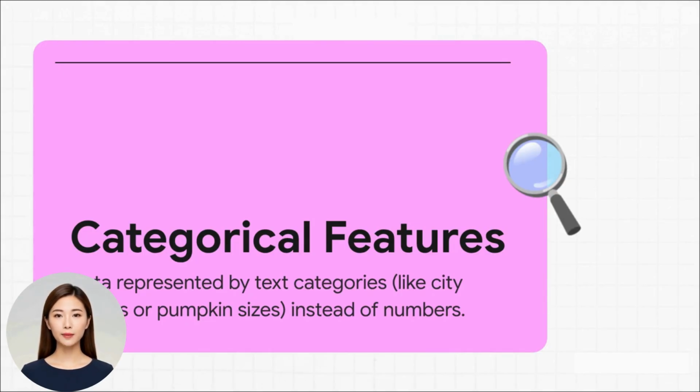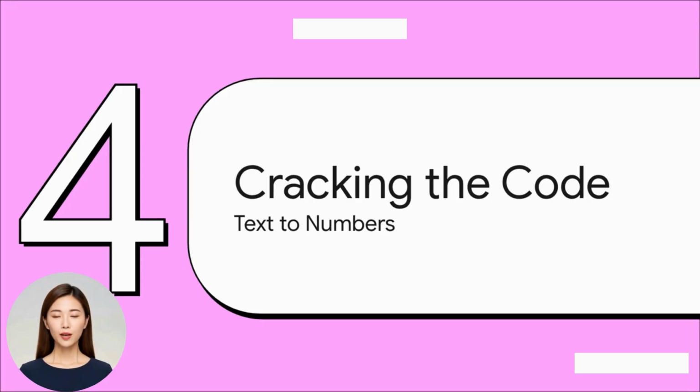All that means is that the data sorts things into, well, categories, like a city or a size, instead of just using plain old numbers. So our next mission is crystal clear. We have to translate every single one of these categories into a number. So how are we going to pull this off?